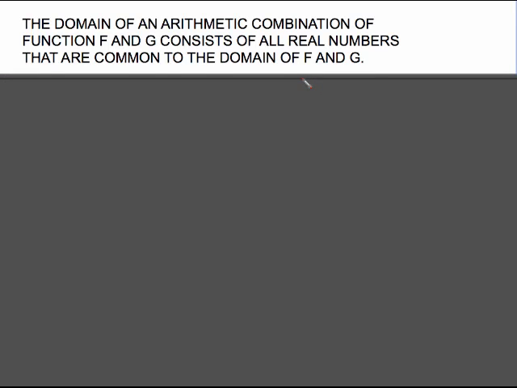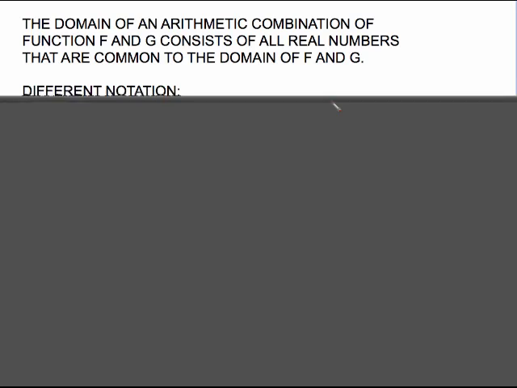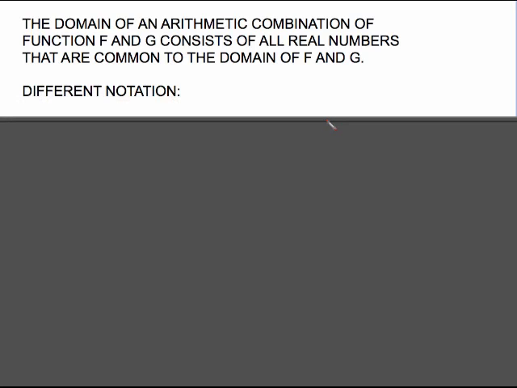Speaking of domain, the domain of an arithmetic combination of functions f and g consists of all real numbers that are common to the domain of f and g. Most of the time you don't have to worry about that at all. It's when you get to the fractions and maybe roots that you have to think about the domain.